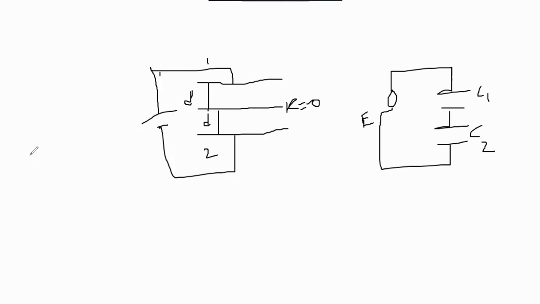Like the LVDT also, you will get a net output voltage, that is E1 minus E2. Suppose the voltage across this plate is E1, and the voltage across this plate is E2. So E1 minus E2 equals 0, because the capacitance will remain the same.